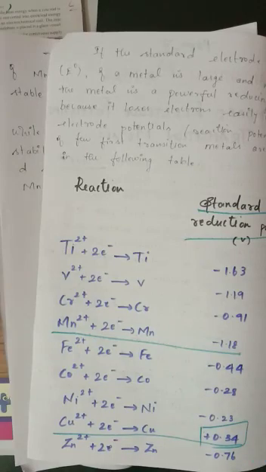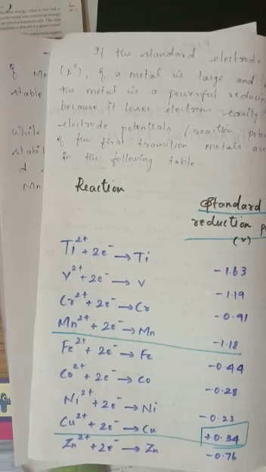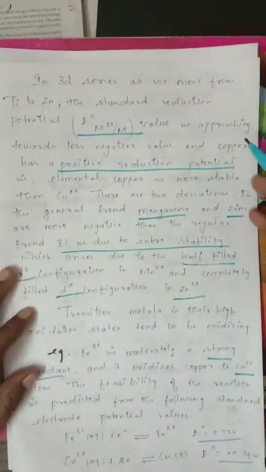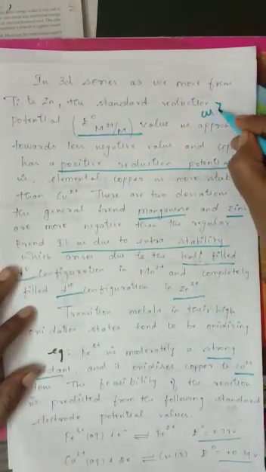So if the standard potential, that is the E naught value, of a metal is large and negative, the metal is a powerful reducing agent. In the 3D series, as we move from titanium to zinc, the standard reduction potential, that is E naught M2+ by M value, approaches less negative values, and copper has a positive reduction potential. Why does copper have a positive reduction potential? The reason is that copper element is more stable than Cu2+. So copper metal is more stable than copper 2 plus. That is why it shows a positive value.